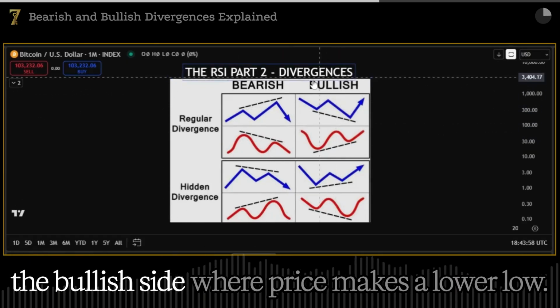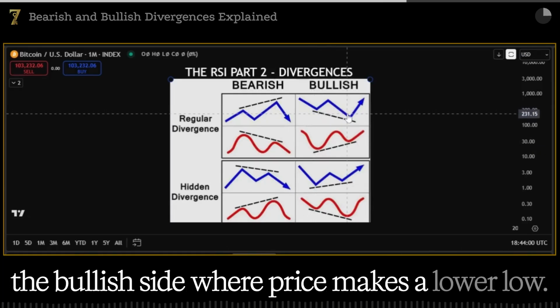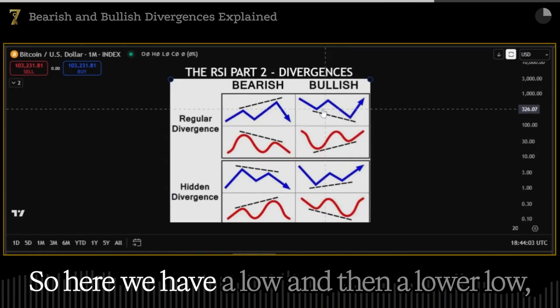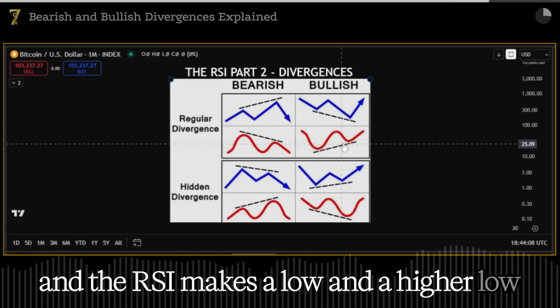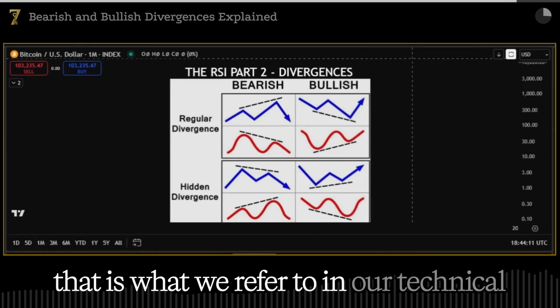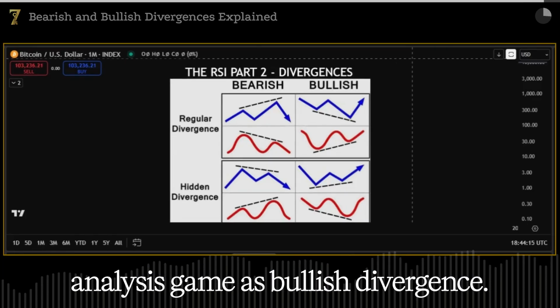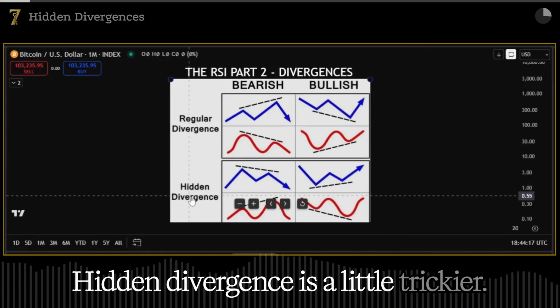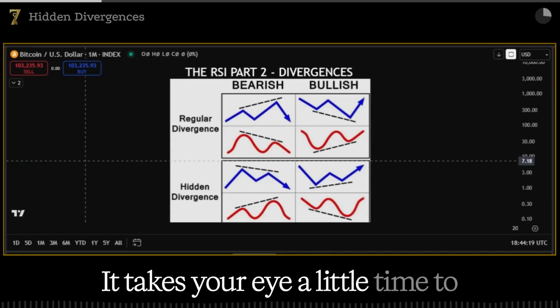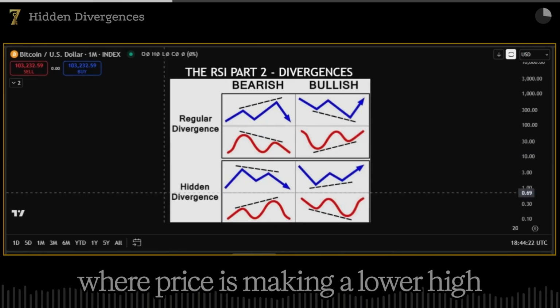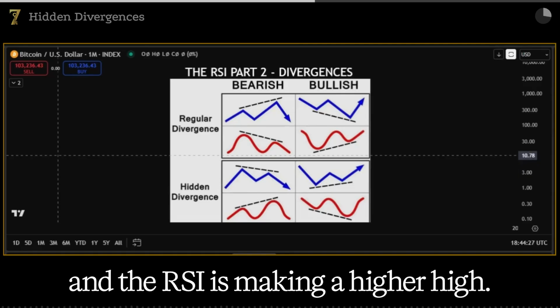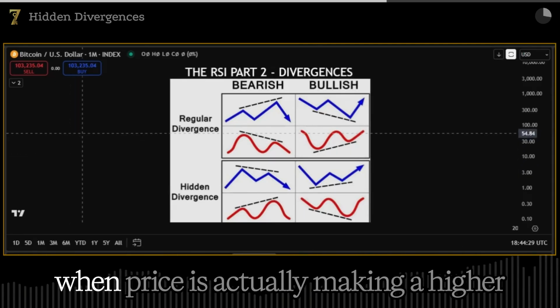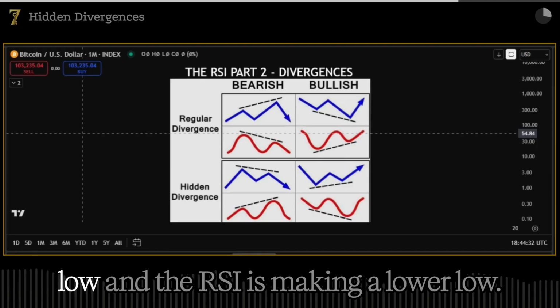On the bullish side, where price makes a lower low, so here we have a low and then a lower low, and the RSI makes a low and a higher low, that is what we refer to in our technical analysis game as bullish divergence, okay? Hidden divergence is a little trickier. It takes your eye a little time to become accustomed to it, but it's where price is making a lower high and the RSI is making a higher high. And on the flip side for the bulls, it's when price is actually making a higher low and the RSI is making a lower low.